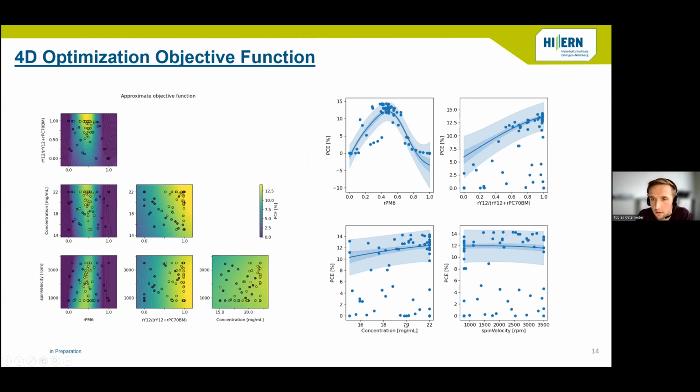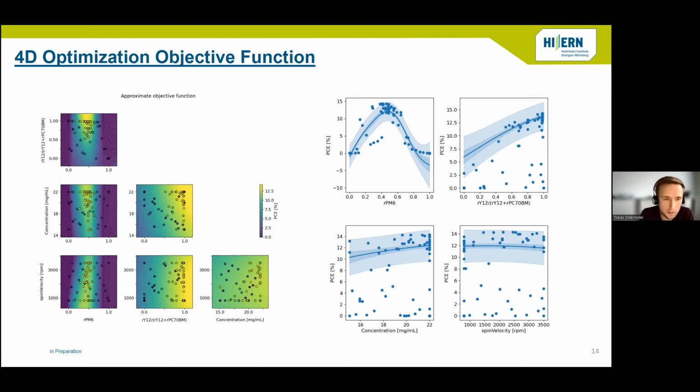Also here in the plots, if you're confused why it follows the confidence interval quite well here, while it doesn't follow it here, it's because this is our dominant parameter. If we have a non-working cell because we don't have any PM6 in the cell, for example, we don't get an efficiency no matter how we tune the concentration or the spin velocity. Yeah, so this worked quite well.